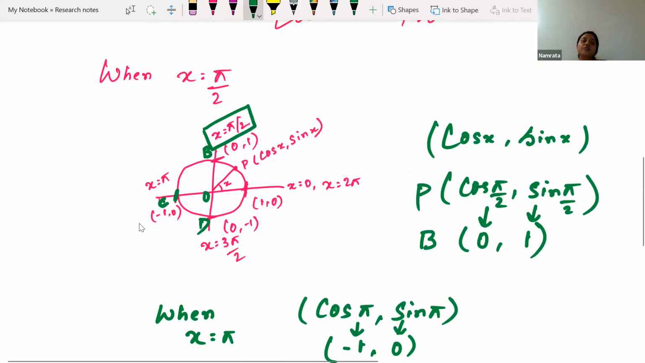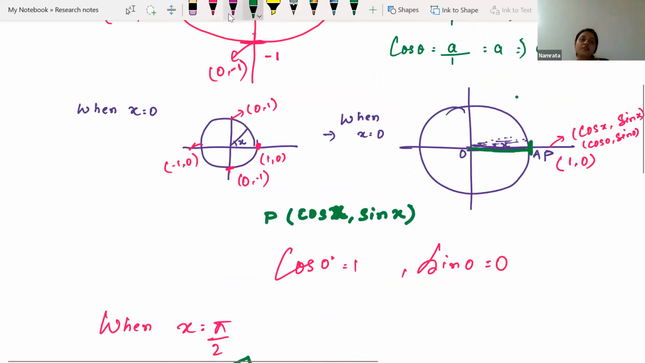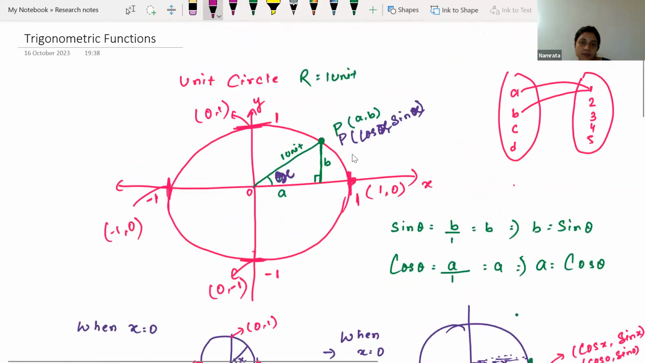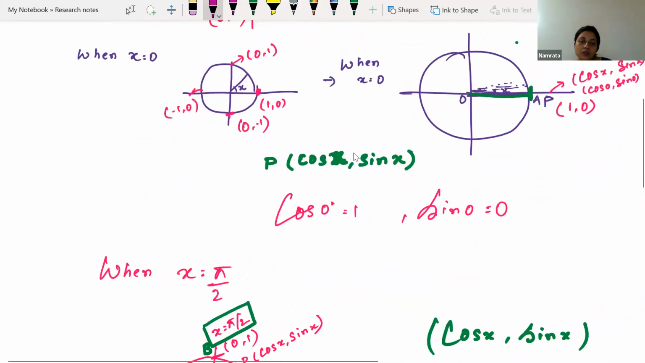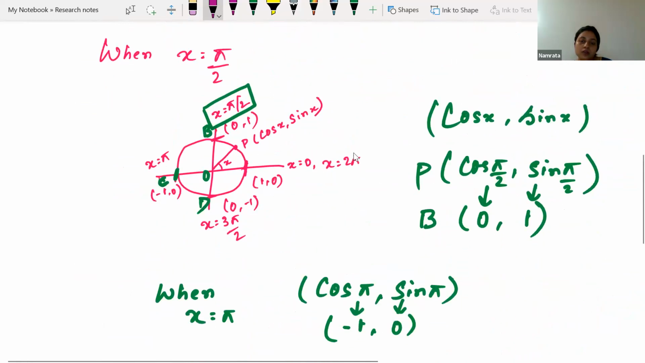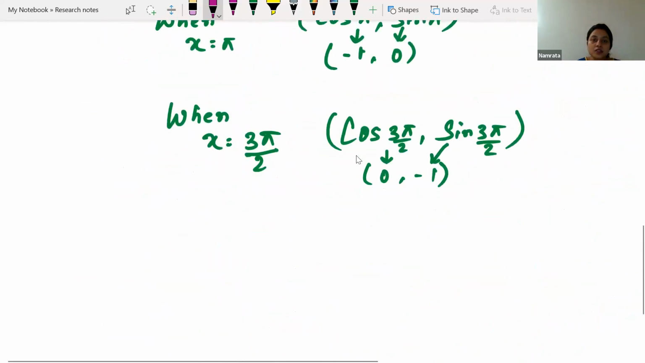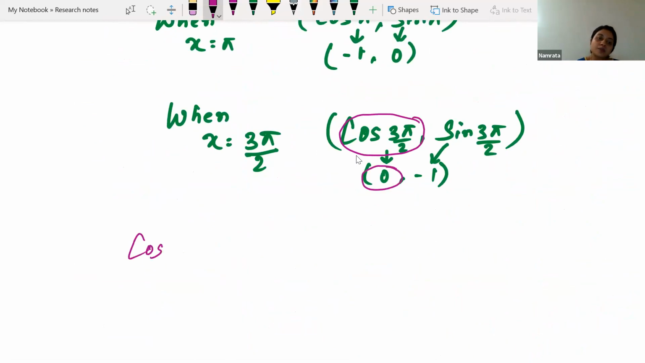Yes, ma'am. Now here we will see the pattern. This much we have done, we have learned how it exactly came. Here we have learned one pattern. Let me show you. Can you see here cos pi by 2 is 0? Then cos 3 pi by 2 is 0. Can you see that value of cos pi by 2 is 0? Then we got cos 3 pi by 2 also as 0.